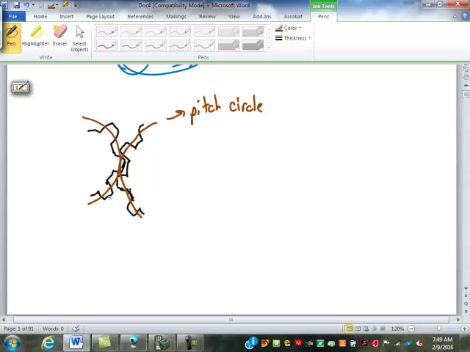Notice the pitch circle is not at the outside of the teeth or at the inside of the teeth. It's part way in between. That's considered the working contact area, or the working size of the gear, basically, is that pitch circle. Of course, the diameter of that pitch circle is the pitch diameter.